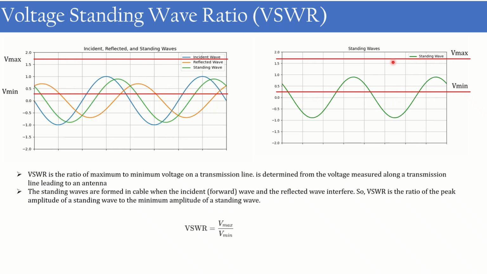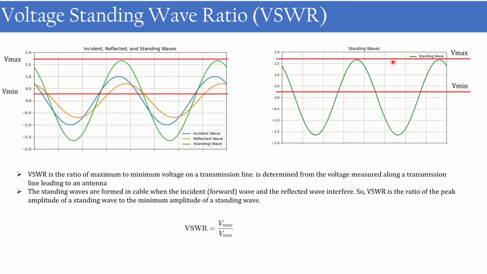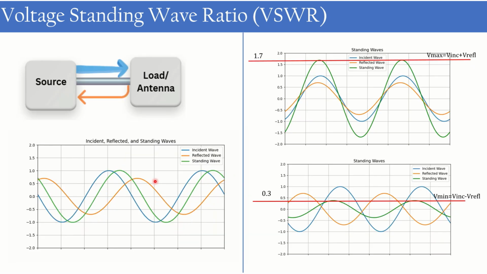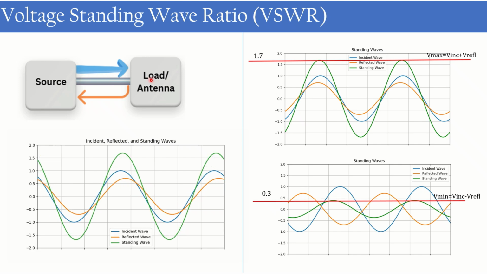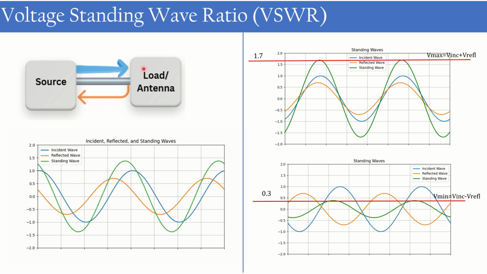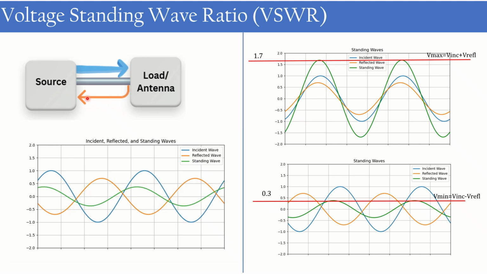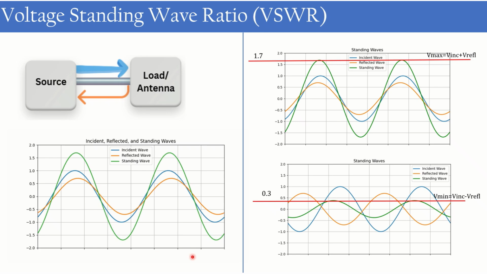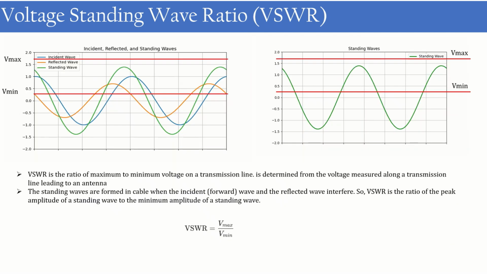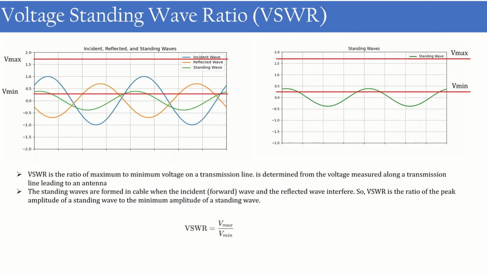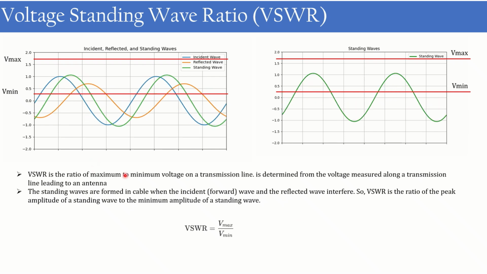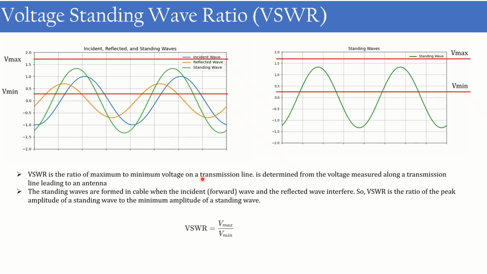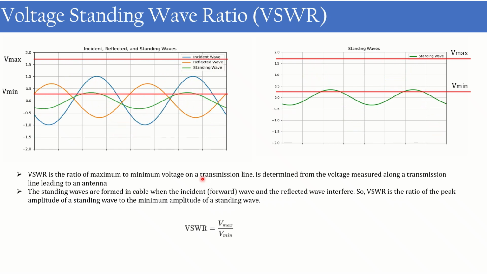So voltage standing wave ratio actually measures the ratio of the maximum voltage inside the cable. What is happening in the cable? Because we can see that when the incident wave is hitting on the antenna, some part is getting reflected back, and these standing waves are happening inside the cable. So VSWR is actually measured in cable, and it is defined as the ratio of maximum to minimum voltage in a transmission line, because we know that the standing waves are actually occurring in the cable.